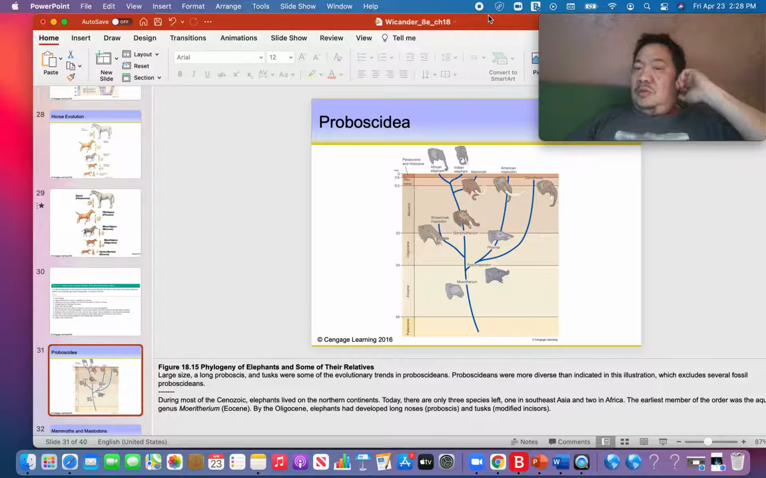Another type of mammal. So a mammal belongs, and I think you remember from our fossil labs, all vertebrates belong to kingdom what? Animalia.